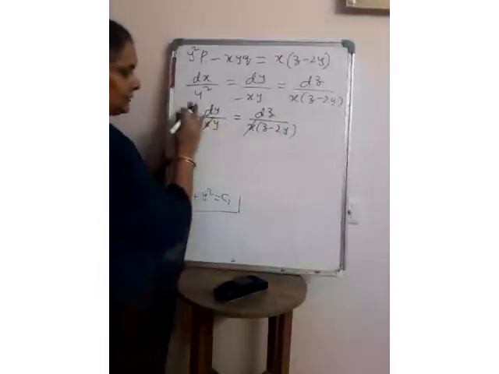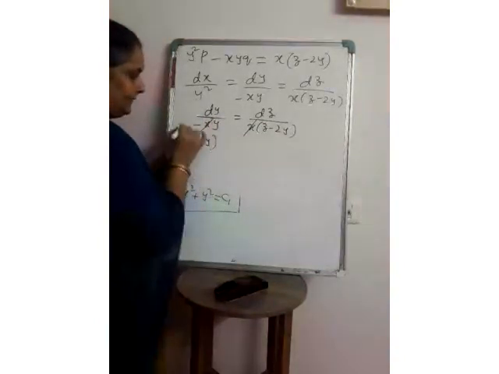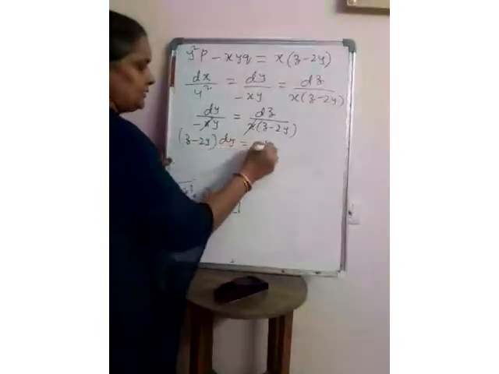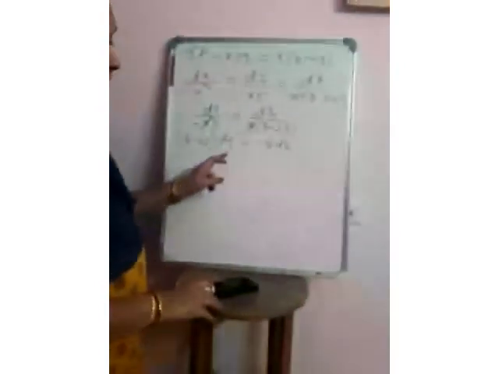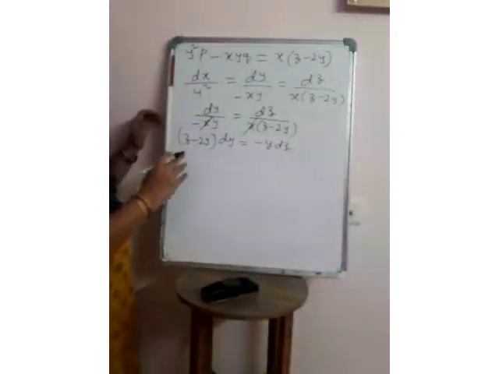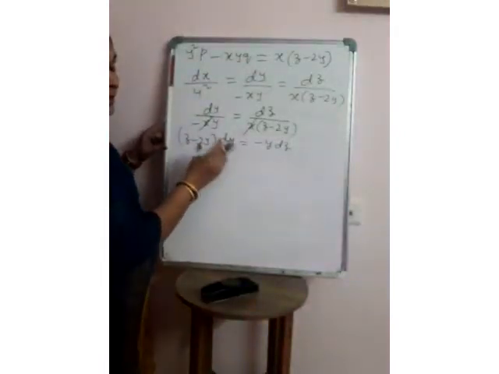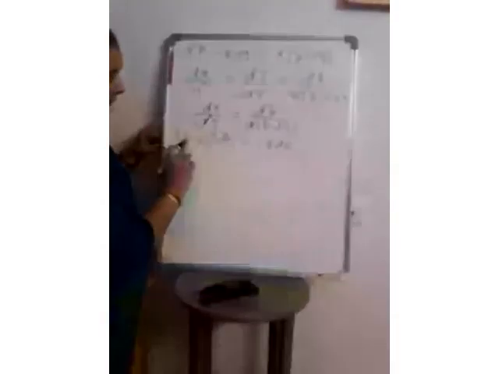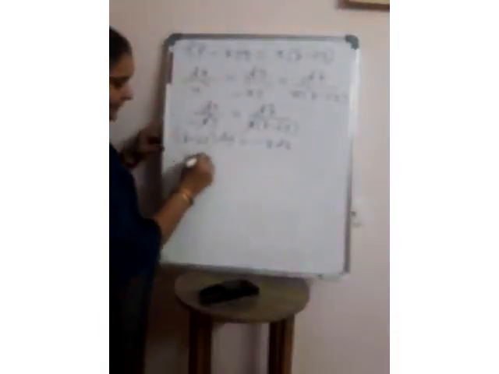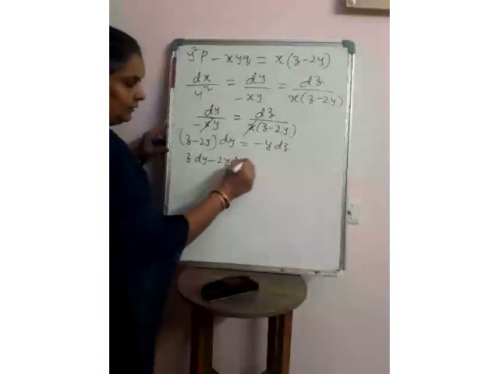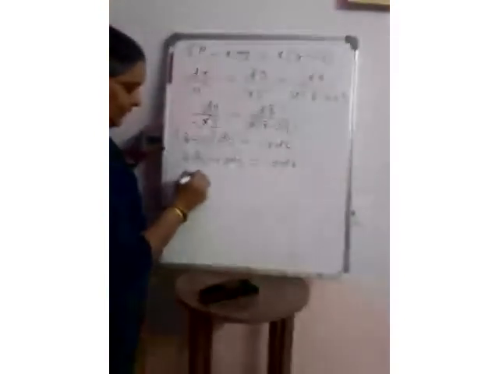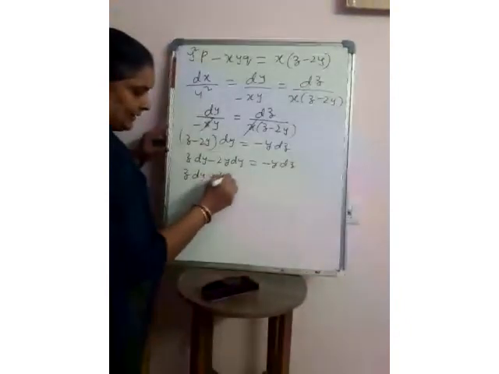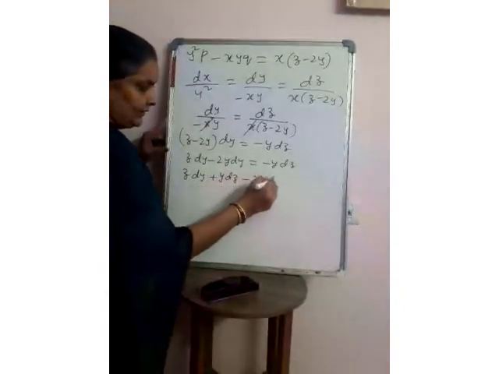Then we'll cross multiply. (z minus 2y) dy is equal to minus y dz. Since we have a combination here, I told you already this is not a pure function, this is a mixed function. So we try to rearrange these terms in such a way that, if it is possible, we write it in the combined derivative form. We'll check. So we'll expand it. z dy minus 2y dy is equal to minus y dz. Bring this term to the left hand side: z dy plus y dz minus 2y dy equal to 0.